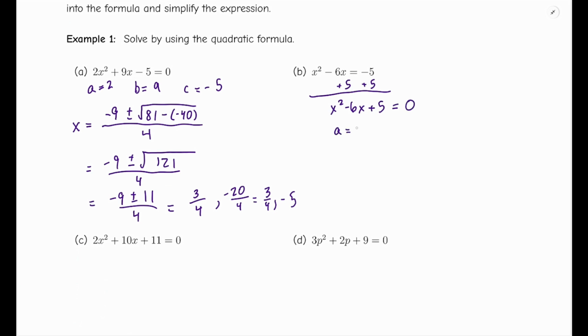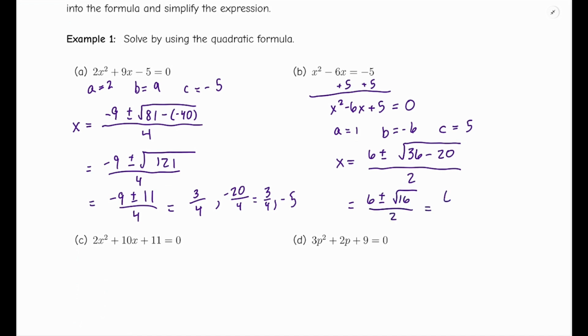And then a is equal to 1, b is equal to negative 6, c is equal to 5. And then we get x is equal to negative b, so 6 plus or minus the square root of b squared, which is 36, minus 4 times a times c, which is 20, all over 2 times a, which is 2. So we get 6 plus or minus the square root of 16 over 2, which is 6 plus or minus 4 over 2, which is 10 over 2, and 2 over 2, which is 5 and 1.